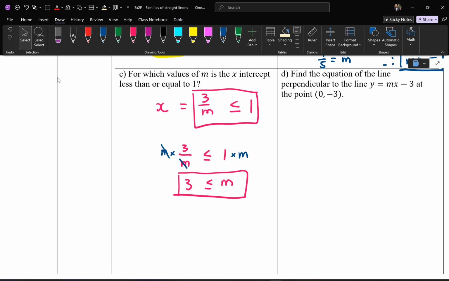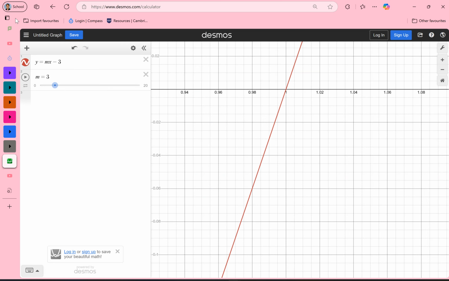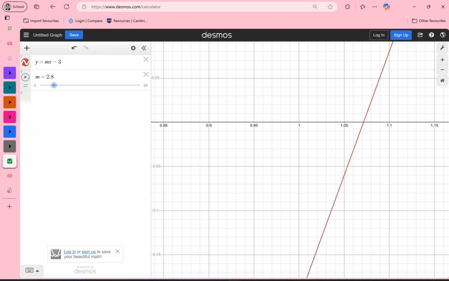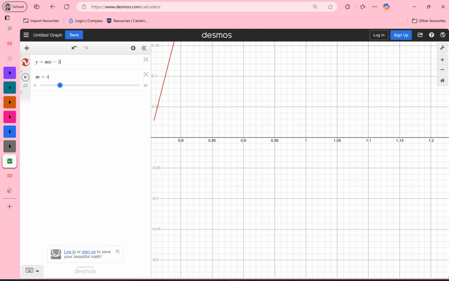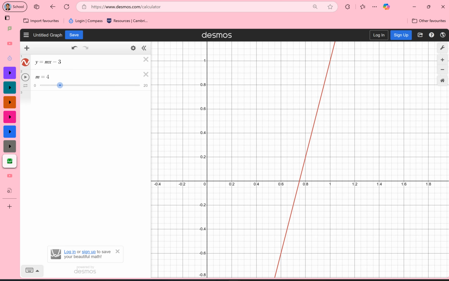Logically, the larger the number, 3 divided by a bigger number makes it smaller. True? So here, you can see that if I changed it to 3.2, that's less than 1. As soon as I went to 2.8, the x-intercept is bigger than 1. But as soon as I go back to 3, 3.4, 3.5, you can see it's always less than 1.